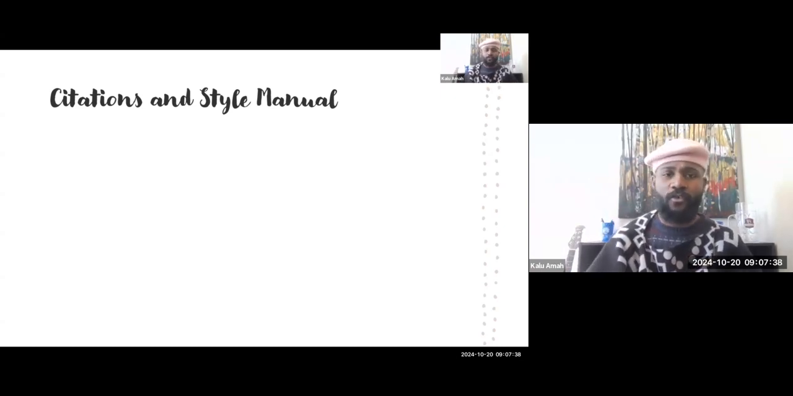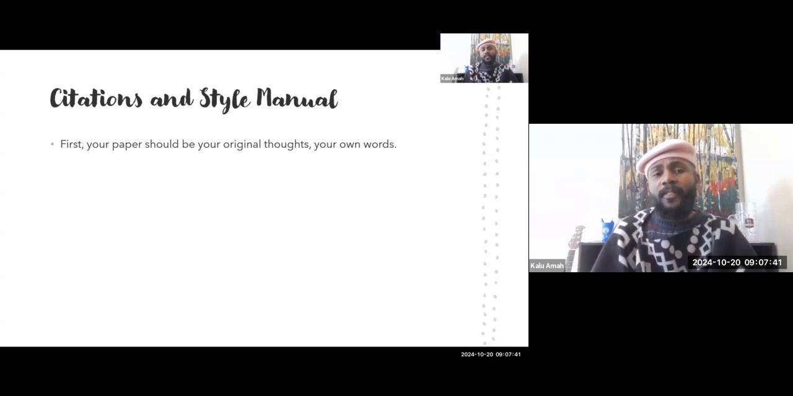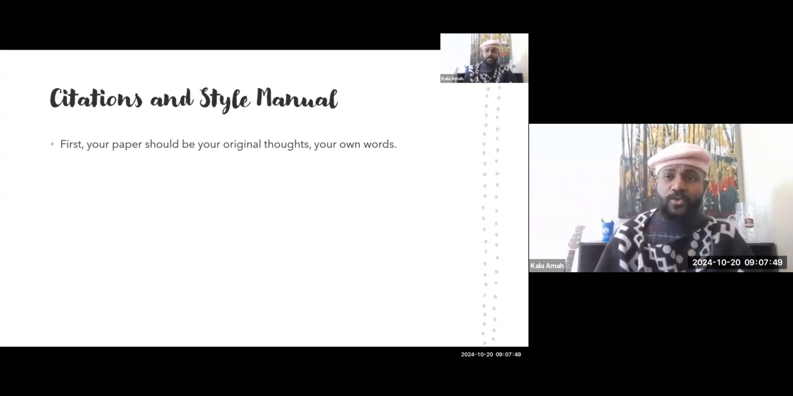Then, before we forge ahead. First and foremost, your paper should be your original thoughts, your own words. For the past 2 weeks, we've been talking about how to make arguments, how to present your thesis, how to make claims. These claims are personal to you. They are original. They are your original thoughts. They are your opinion. This is what you want to argue for or against in your paper.